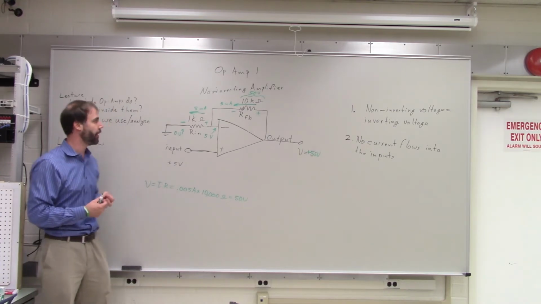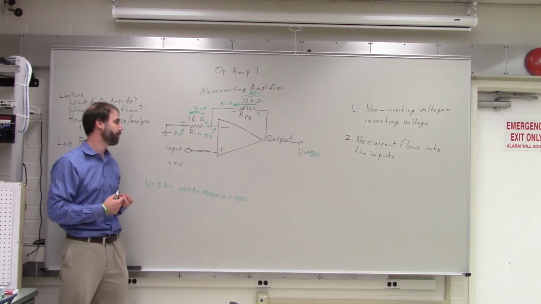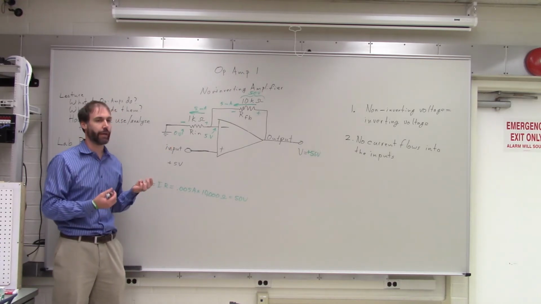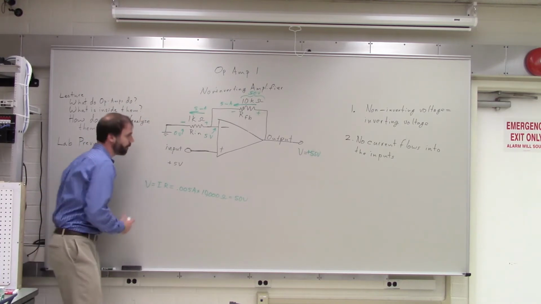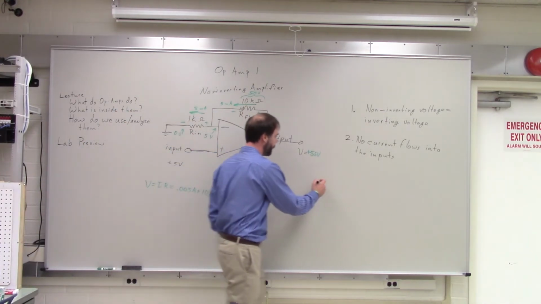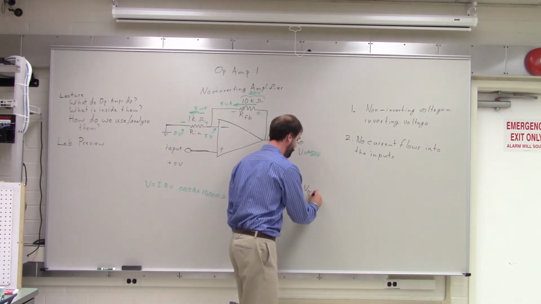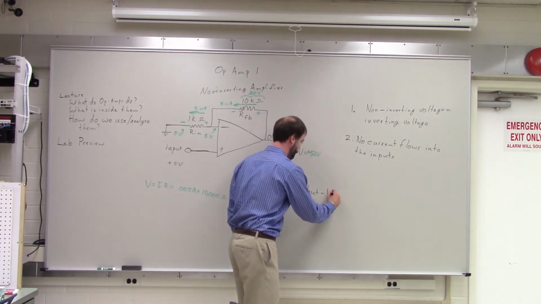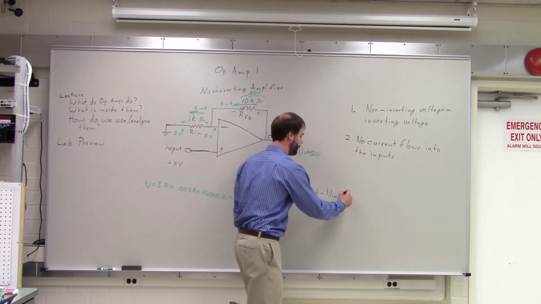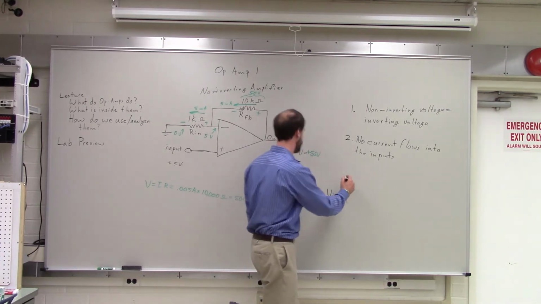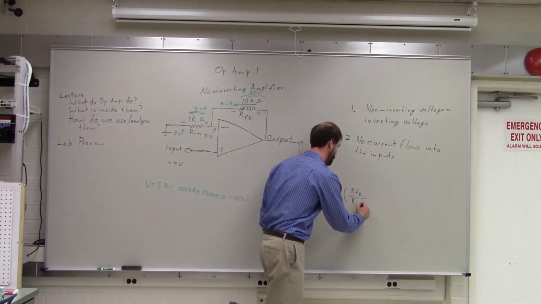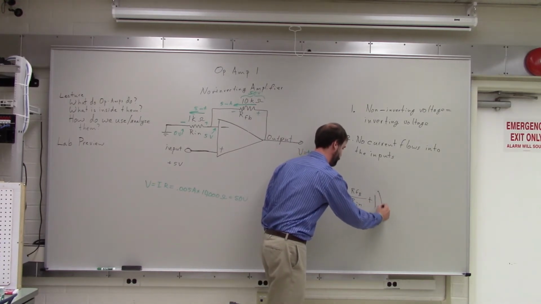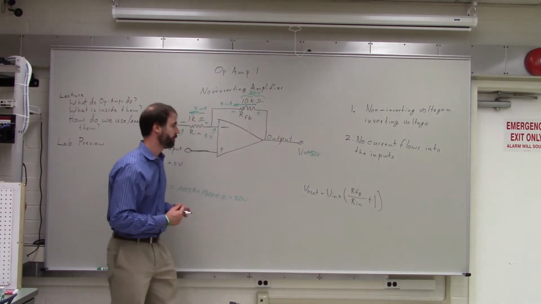Okay? Now, just like there was a shortcut formula that we used with the inverting amplifier, there's also a shortcut formula that we can use with the non-inverting amplifier. So if we look at a diagram and we see that we have a non-inverting amplifier, we can use this formula. We can say V out equals V in times R feedback over R in plus 1. Okay?